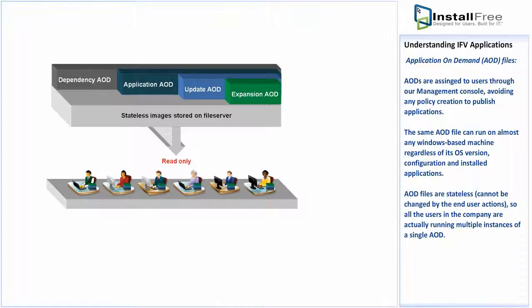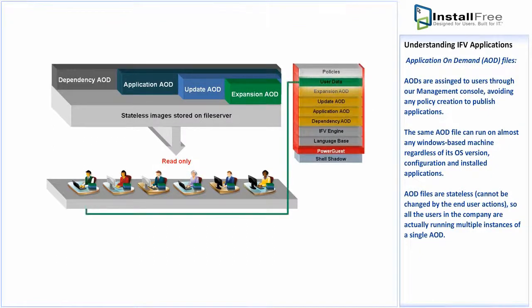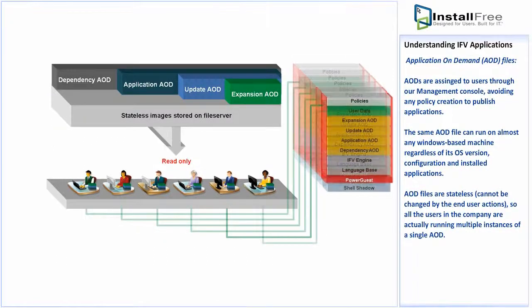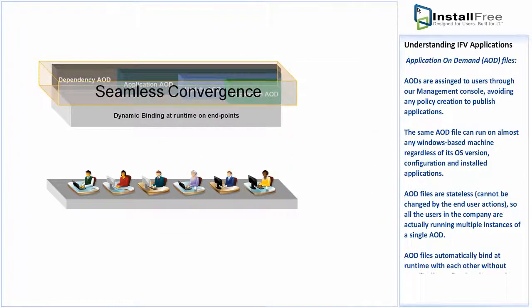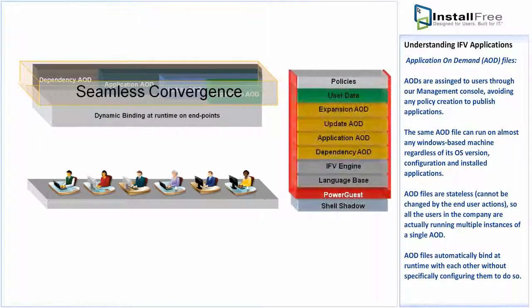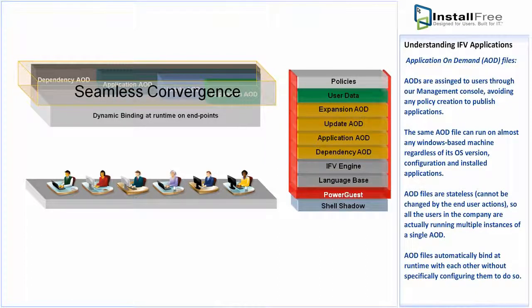So all the users in the company are actually running multiple instances of a single AOD and have a personal user data file attached to it to capture the changes imposed by the end user. Finally, AOD files have an inherent ability to dynamically bind at runtime with each other without specifically configuring them to do so, meaning that it is enough to place all the different application dependency, expansion, and update AODs in the same IFV engine runtime environment in order for them to seamlessly converge and manifest themselves as a single application.